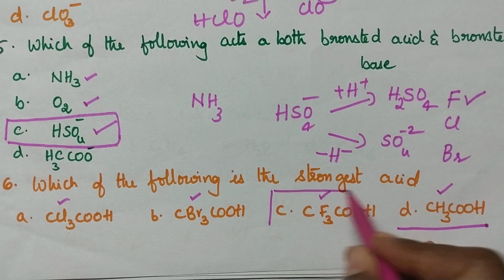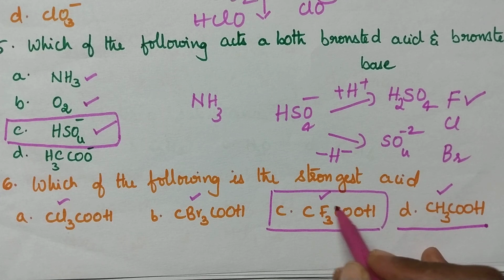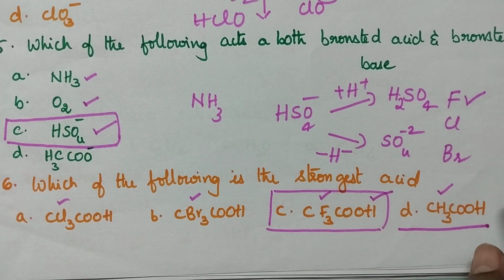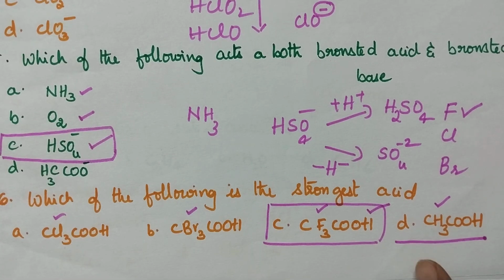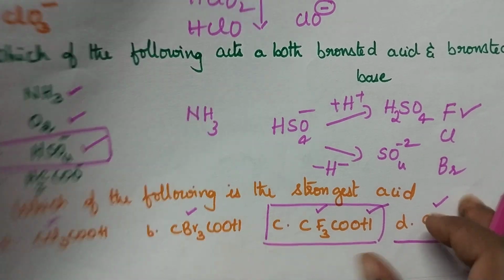trifluoroacetic acid is the strongest acid. Why? This fluoro group is capable of accepting the electron pair more towards itself, and hence this proton can be eliminated more easily, and that's why trifluoroacetic acid is the strongest acid among the given compounds.